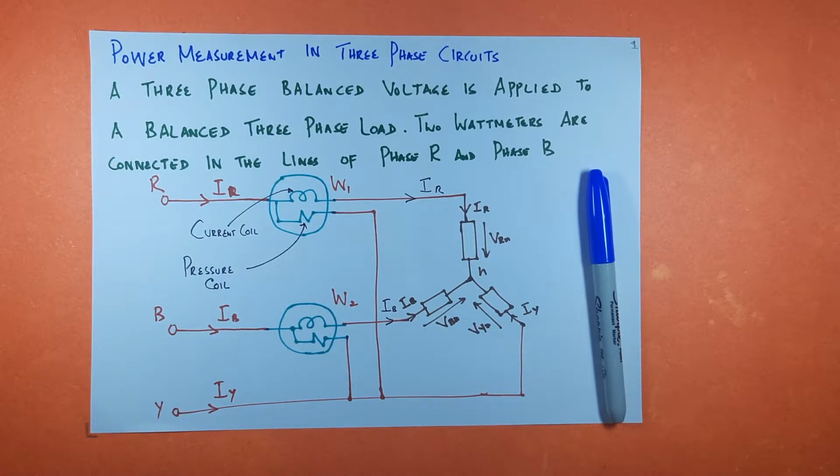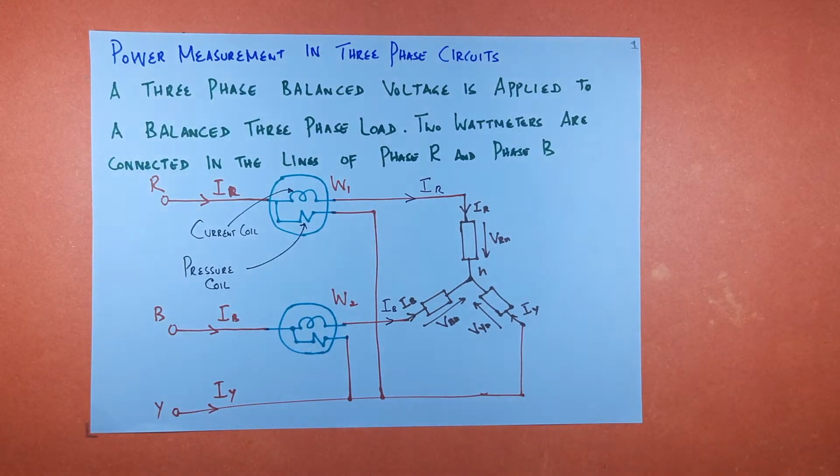Power measurement in three-phase circuits. A three-phase balanced voltage is applied to a balanced three-phase load. Two wattmeters are connected in the lines of phase R and phase B. So this is your three-phase balanced load.